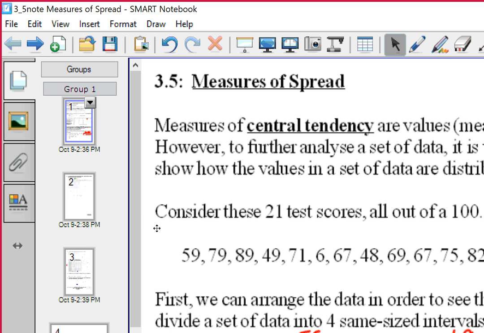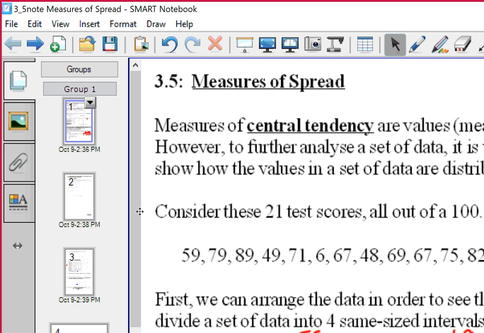Now, that is what we do with quartiles. Quartile 1 is the median of the lower half of our list. Quartile 3 is the median of the top half of our list. So you could literally tell me what those are. I could ask you to calculate that, and that's what you're going to do today.